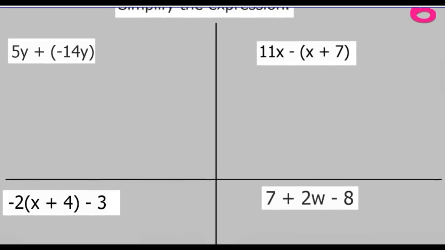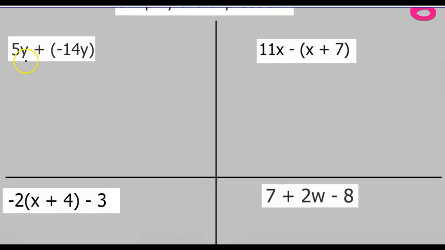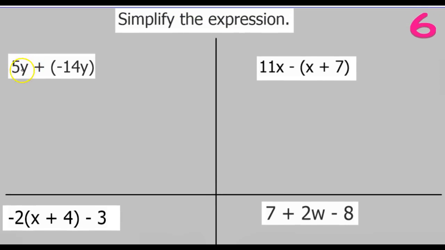Alright, so our next slide, we're just simplifying each expression. This one, it looks like we have 2 y's, a 5y, and a negative 14y. We can simplify those by adding plus 5y, or a positive 5y, to our negative 14y, which would give us a negative 9y.